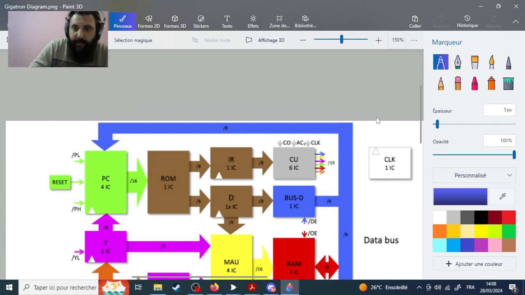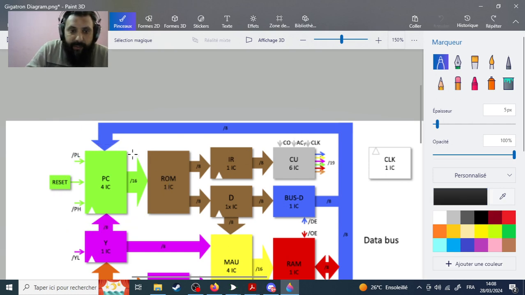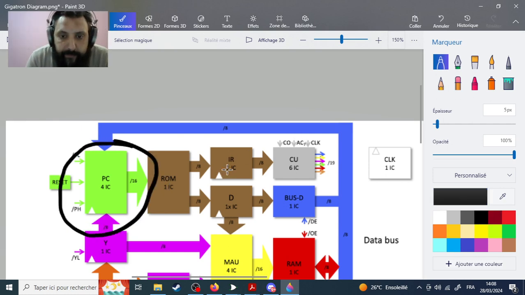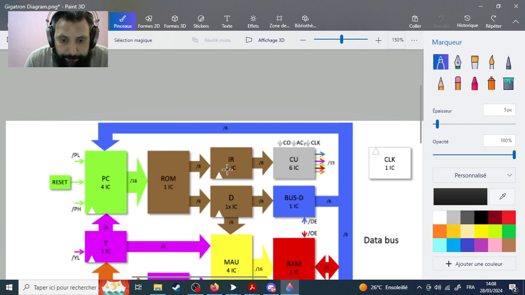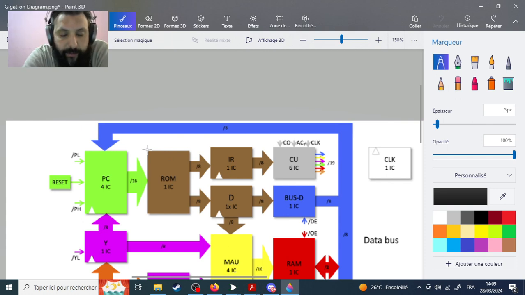First element, the first element is this part. Can you explain to me what this part is? Yes. This part is a program counter. Very good. What is it used for? It can store the value. But sometimes it can increment the counter. Okay, very good.